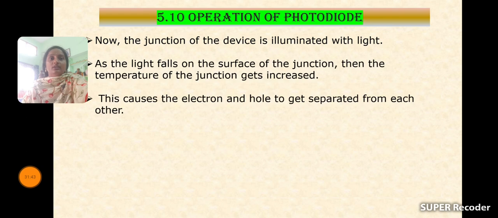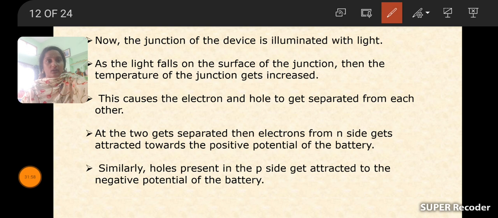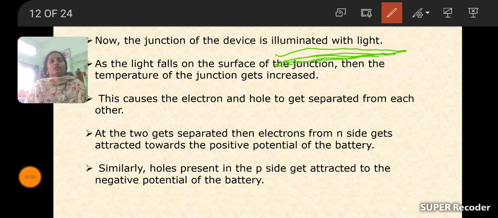So now the junction will be illuminated with light. After we get the dark current and the potential barrier is formed, there is no chance of increasing the current. At that moment, the junction will be illuminated with light. So now the junction of the device is illuminated, meaning exposed to the light. When the light falls on the surface of the junction, automatically the temperature of the junction is going to increase.